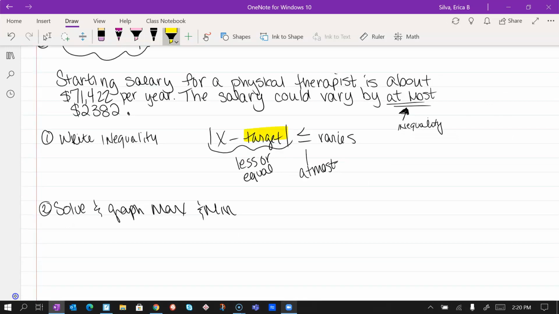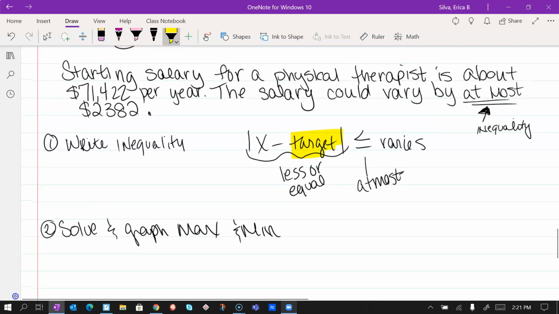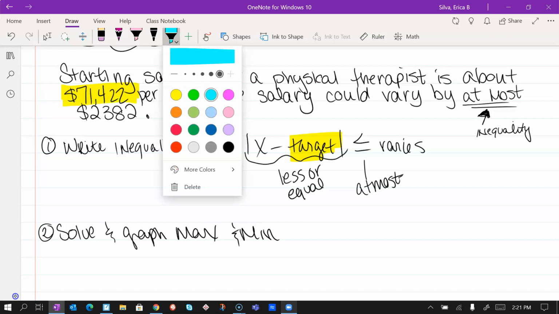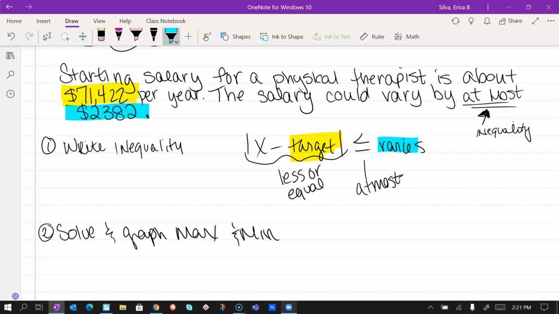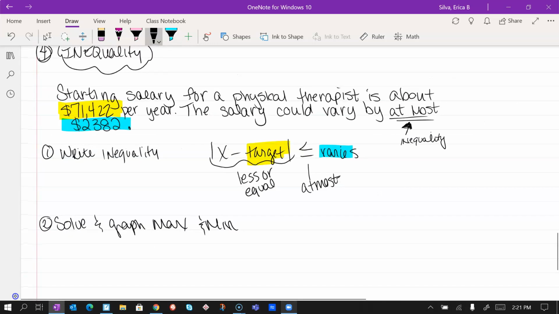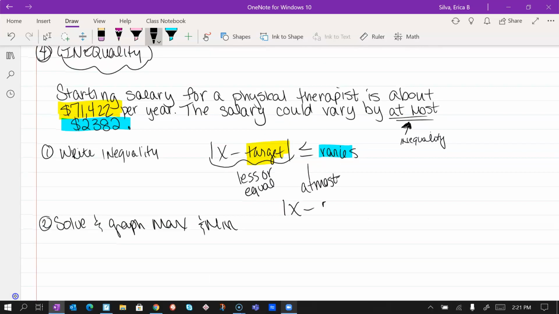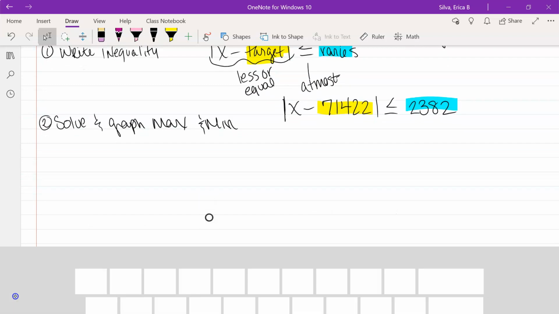All right, so let's look for our target. What is our target? 71,422. And what would be our varied amount? Perfect. Let's go ahead and write our equation using those values. So x minus 71,422, and it's not necessary to put the comma, less than or equal to 2,382. All right, let's go ahead and solve them.